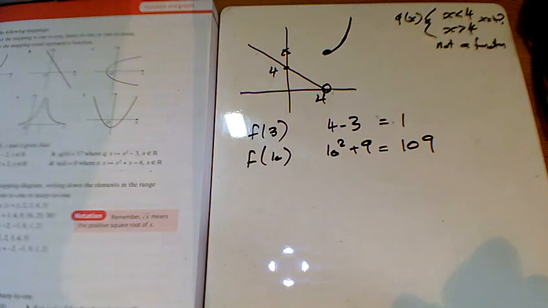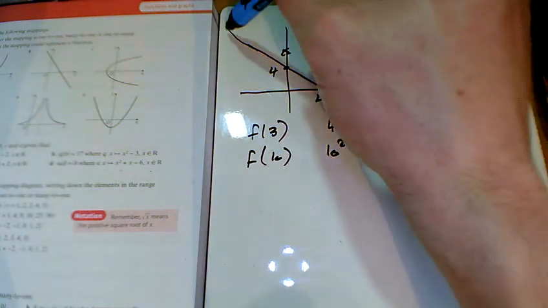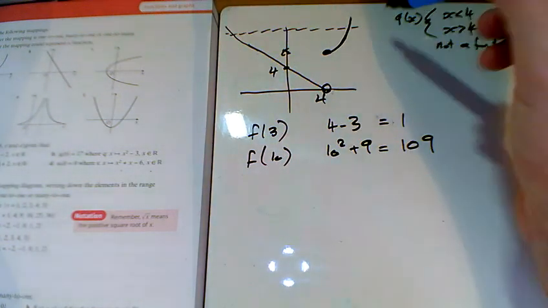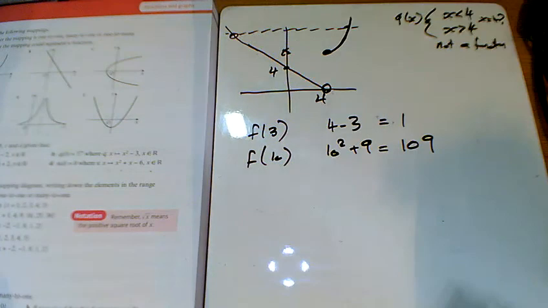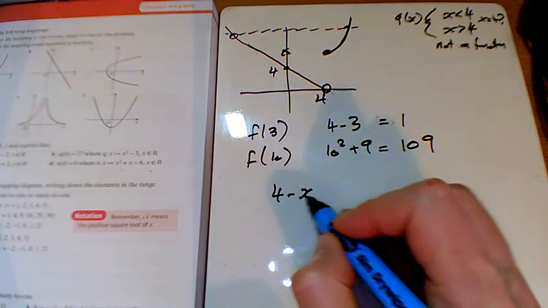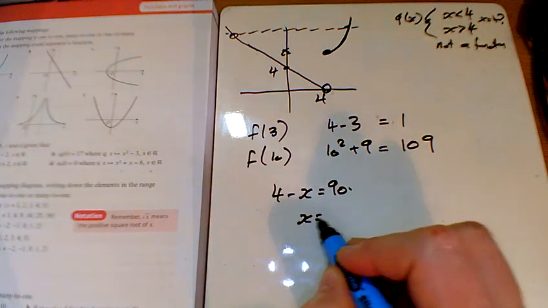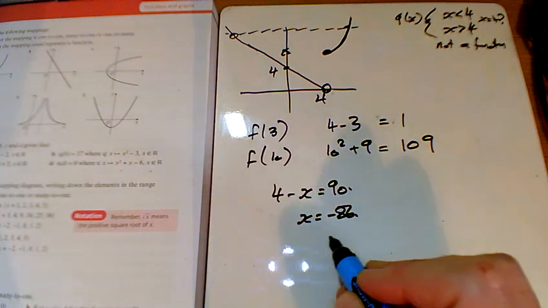And now we're asked to try and find out, well, what would it be if it's going to equal 90? Now from the graph, you could probably spot that 90, I mean, it's all the way up here somewhere, there's actually going to be two parts to it. There's going to be two answers to this. So let's try. 4 take away x equals 90. And so that tells me x is equal to minus 86.